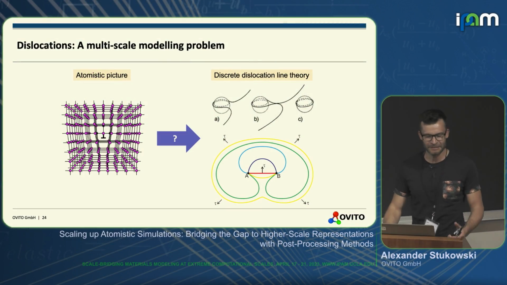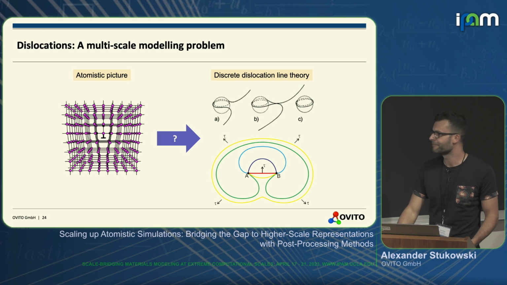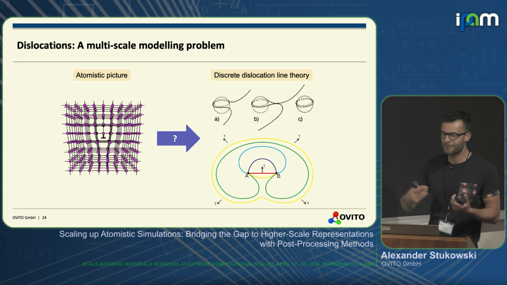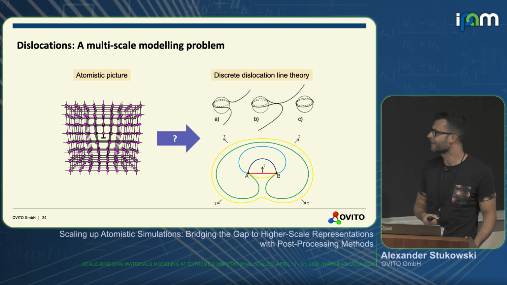Dislocations are an inherently multi-scale phenomenon, as you all know. They are determined by things that happen on the atomic scale, at the dislocation core level, but also by things that happen on larger scales because we have these long-reaching interaction stresses. So the collective motion of dislocations is determined on the mesoscopic scale or on continuum scale.